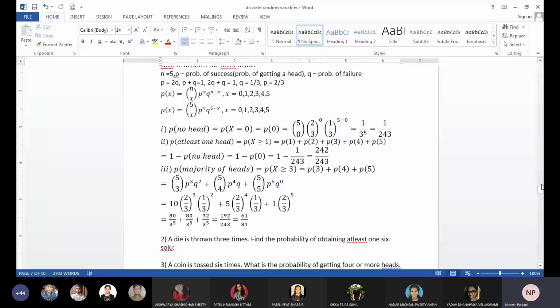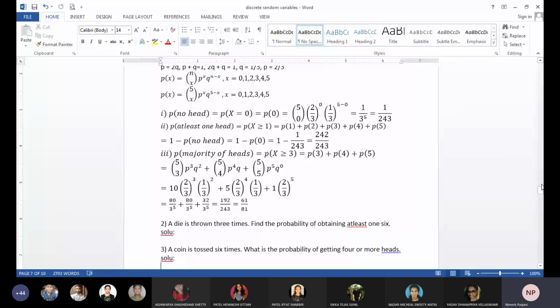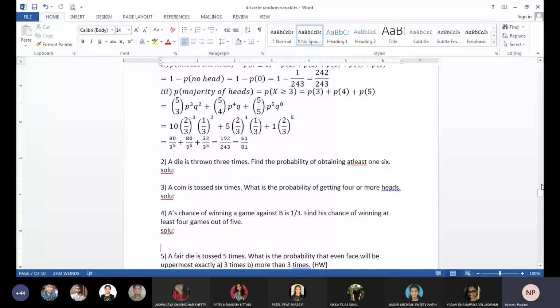What does the second sum tell us? A die is thrown 3 times. Die means dice, जो हम लोग लूडो खेलने के लिए यूज करते हैं. मोबाइल वाला लूडो नहीं, नॉर्मल अपना जो फिजिकल ऑफलाइन वाला लूडो है वो. So dice is thrown 3 times. We have to find the probability of getting at least one 6.